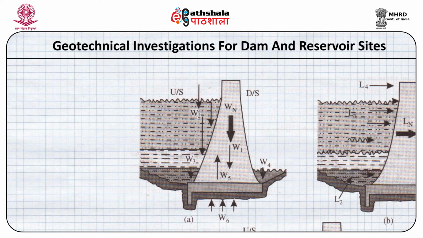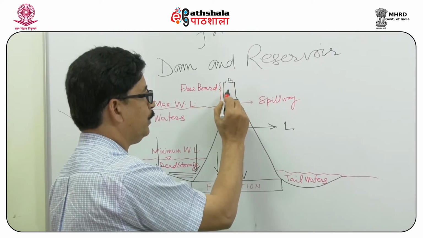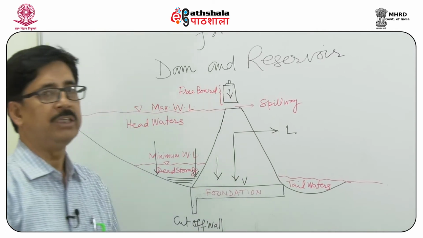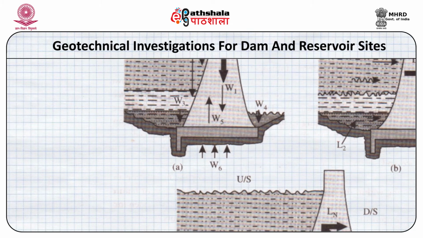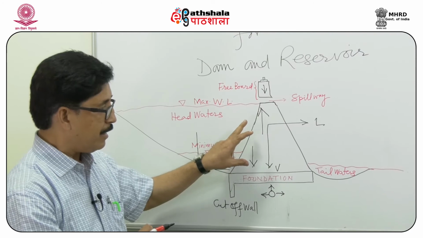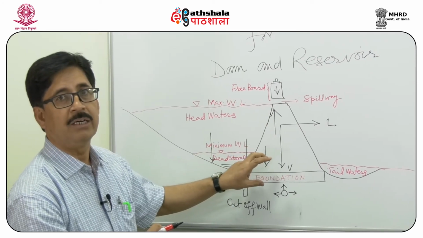Then if we have some service road, then whatever live load we have can also be added into the vertical downward load. This vertical downward load is somewhat cancelled by what is called pore water pressure and buoyancy, which is due to the submergence of the dam. The resultant vertical force will provide the stability to the dam.